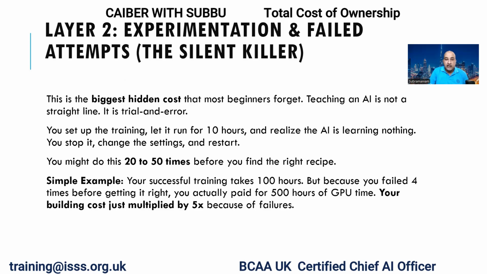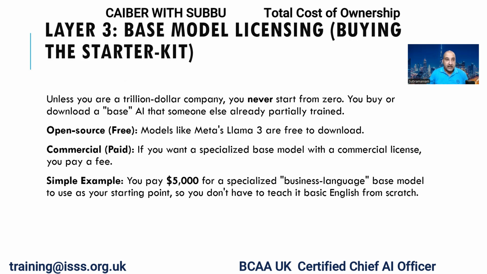Setting up the training, let it run for 10 hours, realize AI is learning nothing. You stop it, change the setting, and restart. You might do it 20 to 50 times before you find the right recipe. Your successful training takes 100 hours. Because you failed 4 times and the fifth time you're successful, you need to calculate for 500 hours of GPU time. That means your building cost is multiplied by 5.